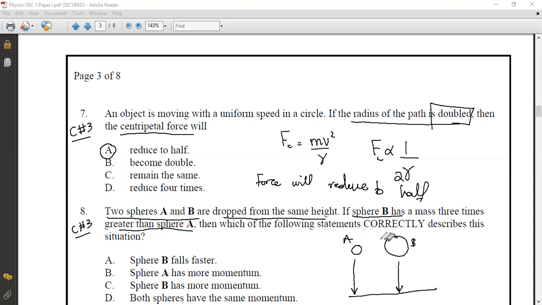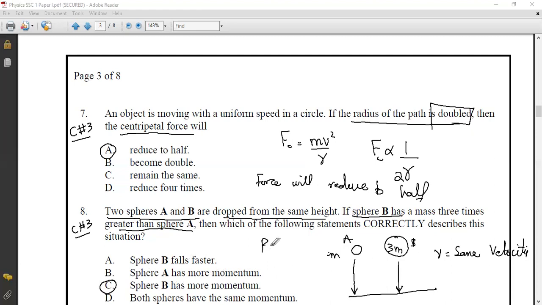But the question is asking about the momentum of the bodies, which body has the greater or the lesser momentum. For velocity, we can see that both bodies have the same velocities while falling towards the ground. When both bodies are falling, the gain in velocity will be the same for both. But due to the difference in their masses, this has mass m, and this has mass 3m. So obviously, the greater the mass, the greater will be the momentum. So the sphere B will have more momentum as compared to sphere A. So we have the correct answer, that is option C.